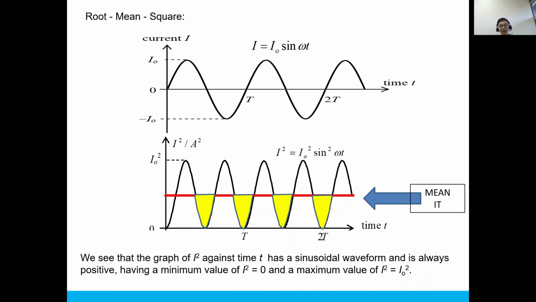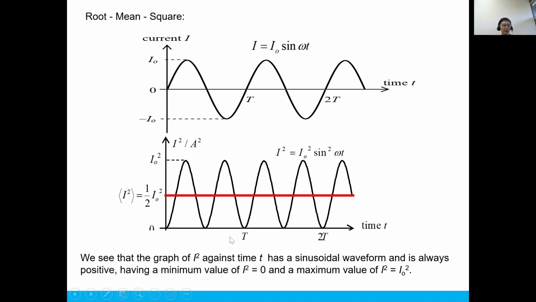Okay, but the point I'm trying to make is that you have to take the mean by finding the line where the areas above and below the graph are equal. You're done. And mathematically, that would just be I naught squared, the peak value squared, divided by 2. Okay. So the next step to find the root mean square current is to take the root. So you square root it. And if you take the square root of I naught squared over 2, you eventually get I naught over square root 2.